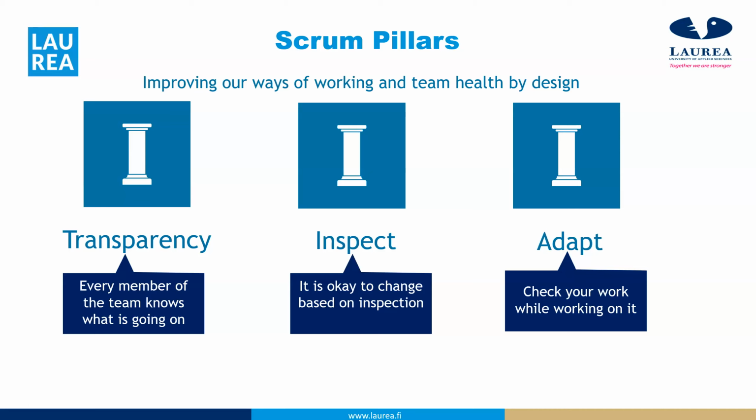It is okay to change based on inspection. So you also inspect as you go. Based on your findings, you can change, and then of course adapt. Check your work while working on it. If you have a task or a story, you evaluate it yourself, and if there need to be changes, you can then go on with it. So these are the three major pillars of Scrum.